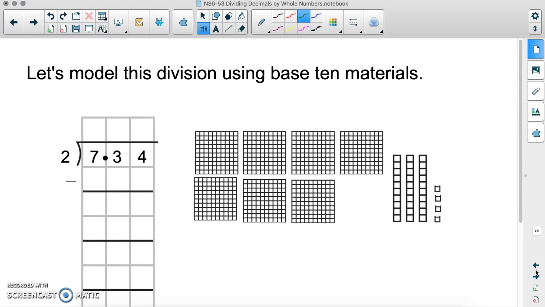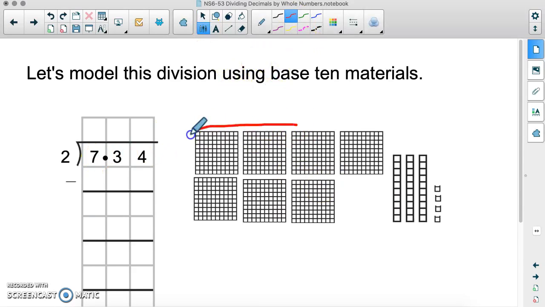So we're going to look at this equation here using base 10 blocks and our algorithm. So we want to divide 7.34 divided by 2. So here that is represented using base 10 blocks. I have 7 ones, 3 tenths, and 4 hundredths. So step 1 is that we're going to divide the ones blocks into 2 equal groups. Okay, so what is 7 divided by 2?